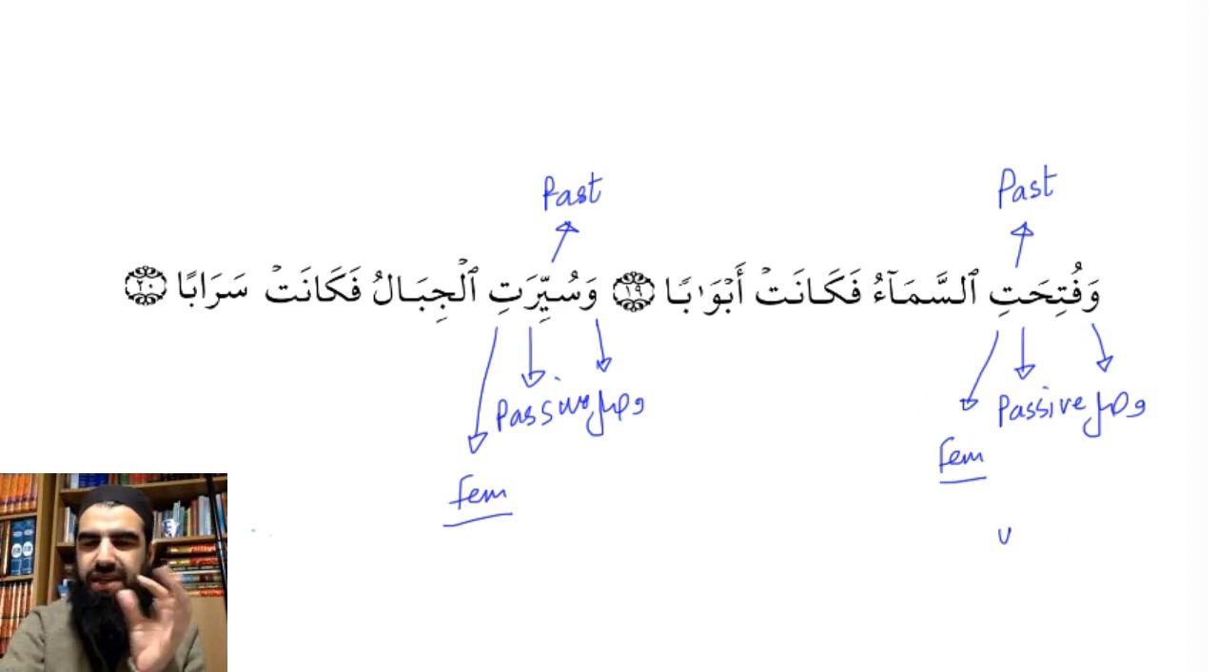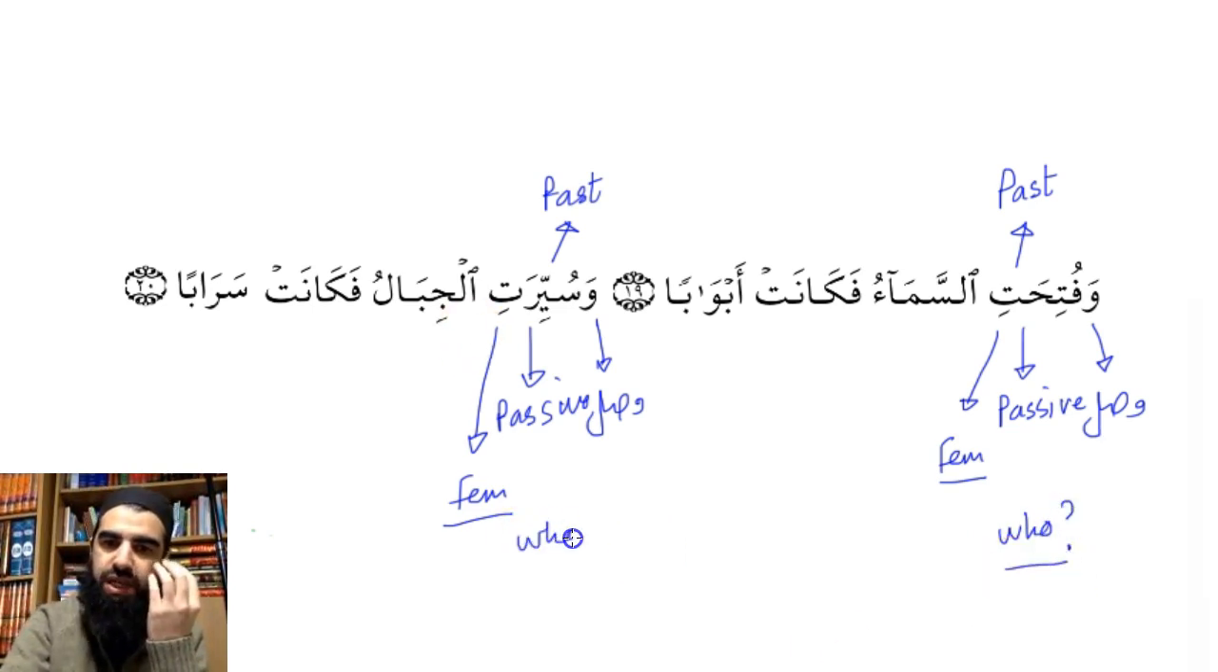Only difference I'd say is futihat. The sound of that is less. Futihat, whereas suyirat, there's more syllables there. You can say more sounds. Futihat, suyirat. So the sound is slightly different there. You can notice it.